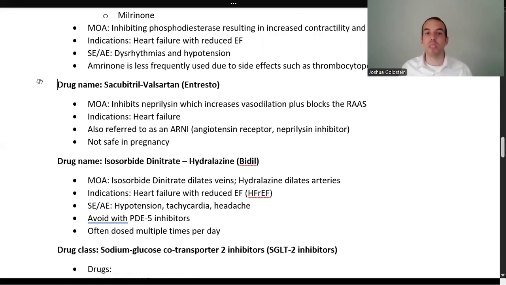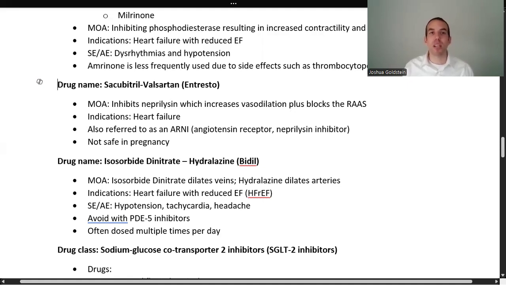And this medication is often dosed multiple times per day, which is always a negative effect because it reduces compliance the more times we have to take a drug. Very interesting, our last drug class is going to be the SGLT2 inhibitors, the sodium glucose cotransport 2 inhibitors.